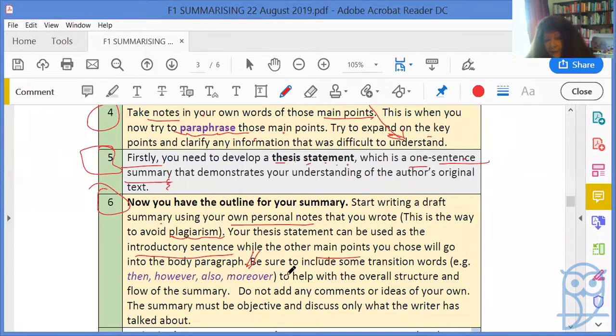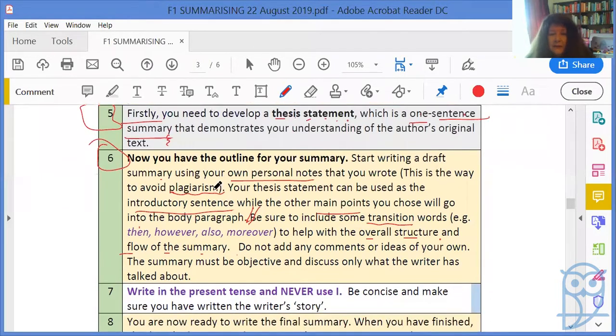Okay, and while you're doing that, be sure to include some transition or connecting words, connectors. Then, however, also, moreover, because this helps with the overall structure and flow of the summary. Otherwise, you're writing fragment sentences and stuff like that, and you're not using the correct punctuation. So you need to be careful. And again, remember, do not add any comments or ideas of your own. That is wrong. The summary must be objective and discuss only what the writer has talked about.